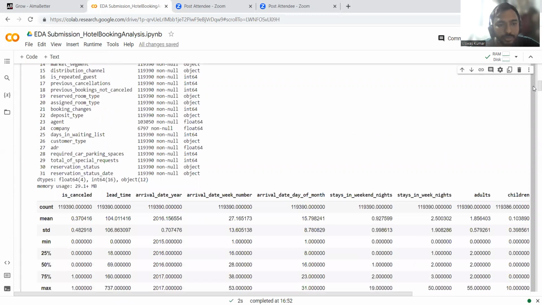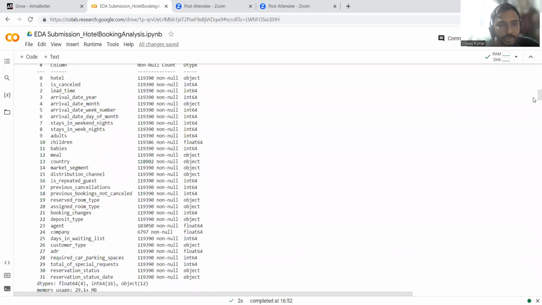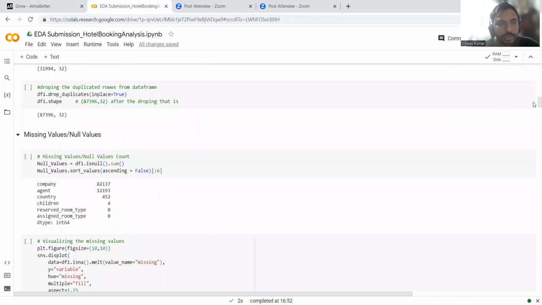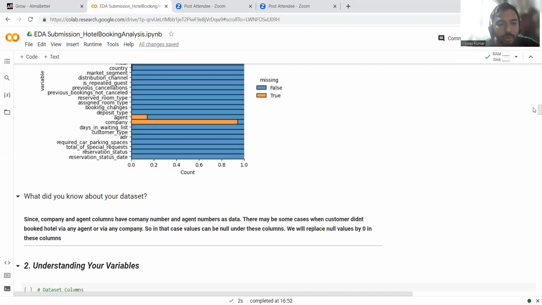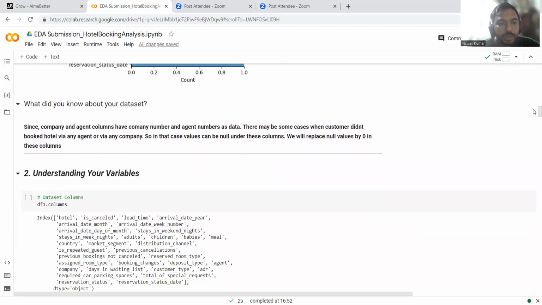This is the missing values that are present in the data set. We have to replace them. Here is a cool visualization of the missing values present in the data set. Here is the orange data set. Company has a lot of null values and agent has a lot of null values. Country has a lot of null values. So we have to replace the null values with the appropriate variable.